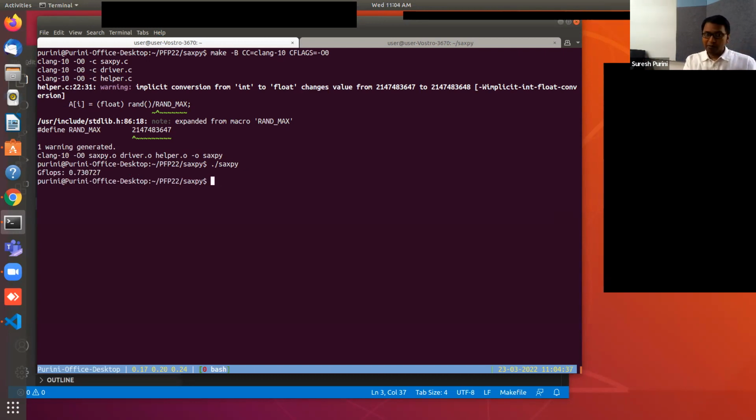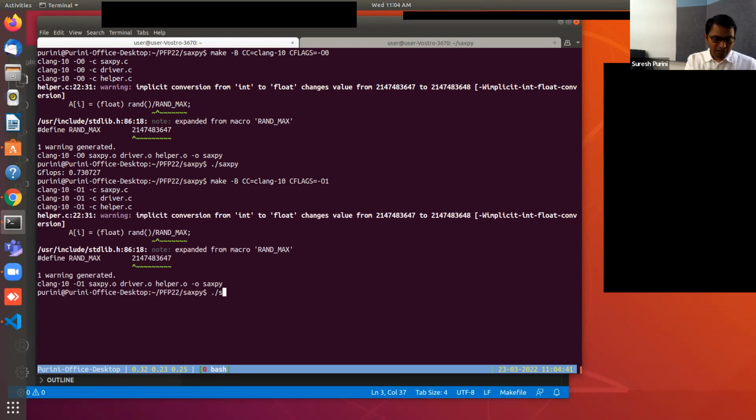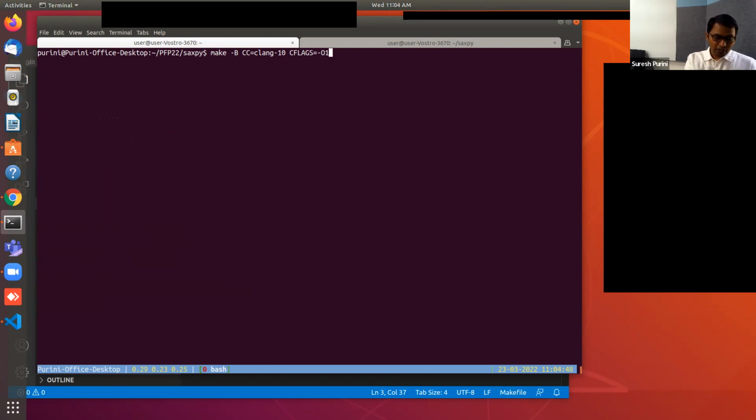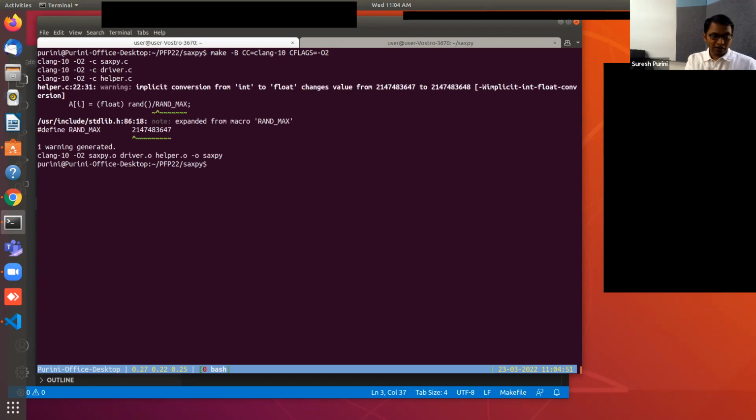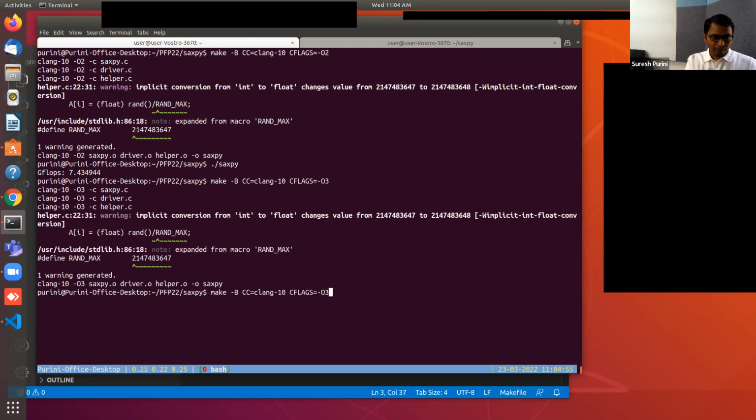So the Clang LLVM compiler, Clang with -O1, is able to get 3.8 gigaflops. Let's see what we have. 7 gigaflops, 8 point something. So usually in many cases, Clang, which is the LLVM compiler infrastructure, and the GCC compiler give similar performance. Okay.